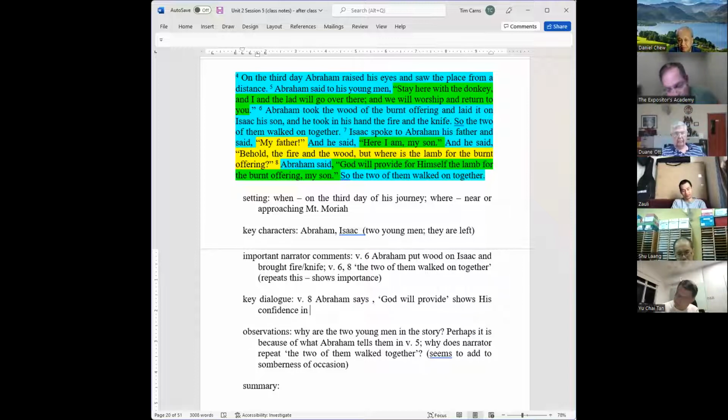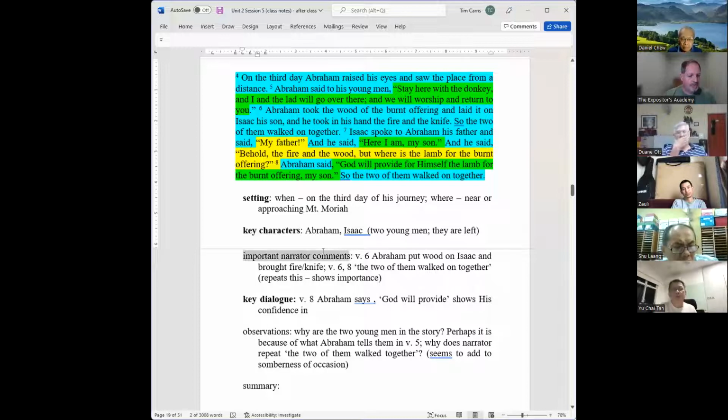Yeah, sometimes those are features that the translation just adds in to smooth out the story a little bit, to help us follow it. But you have identified a few important statements that we put under the section on dialogue here, key dialogue. Maybe I should highlight these.